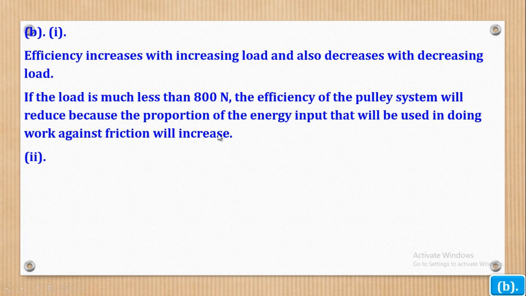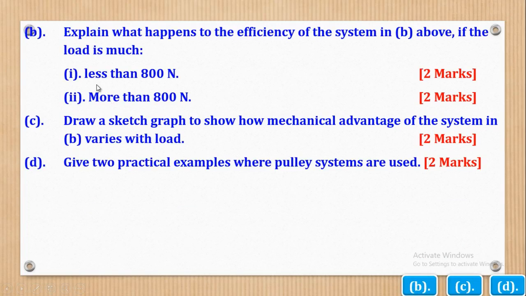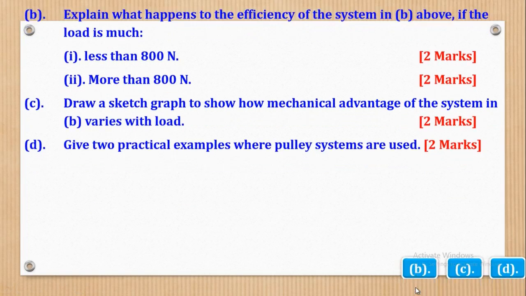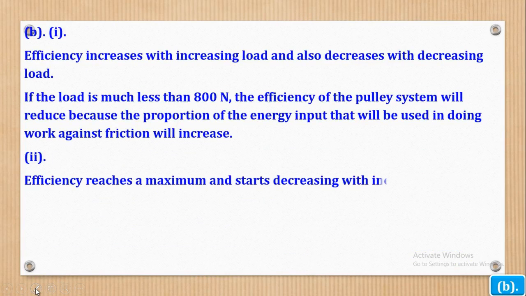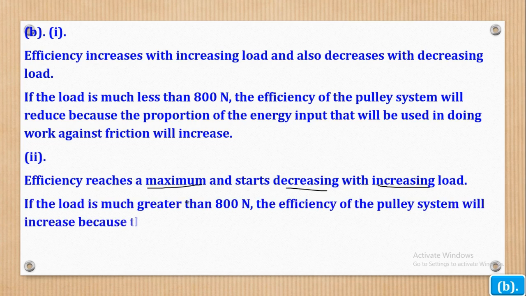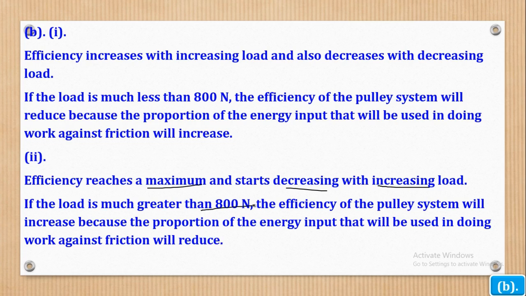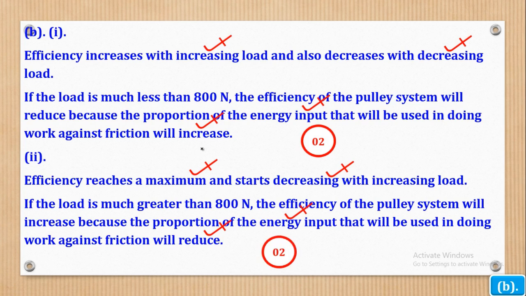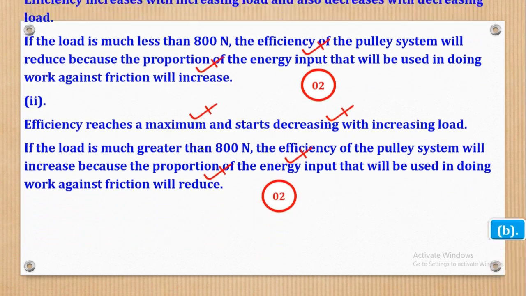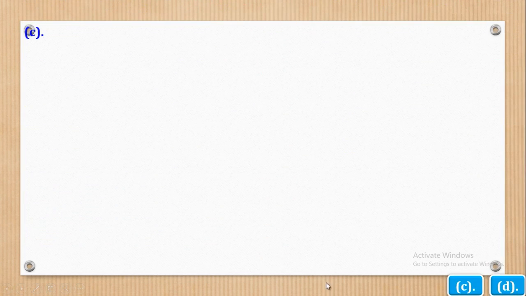That is Roman 1. Then Roman 2, they wanted what happens if the load instead is much more than 800. So the load is much more than 800. It implies that efficiency will reach a maximum and start decreasing with increasing load. Therefore, if the load is much greater than 800, the efficiency of the pulley system will increase because the proportion of the energy input that will be used in doing work against friction will reduce. So that's how marks would be awarded for that slide. So that was part B. Now we shall go to part C.